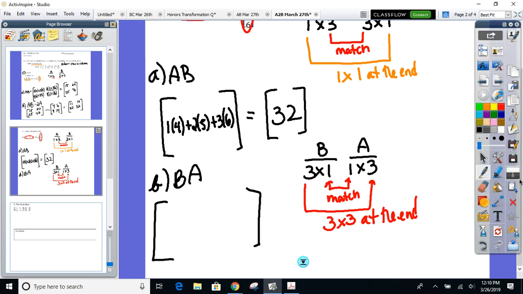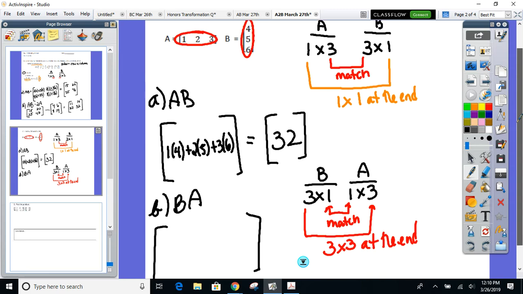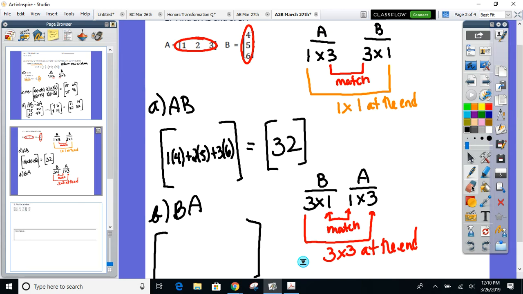Here we go. Row times column. But remember, you're going B, then A. B, then A. Ready? So in B, I take the first row and multiply it with the first column in A. So what's going to go in my first spot? 4 times 1. Nothing to add. 4 times 1. And then I end up going 4 times 2. Row 1, column 3, 4 times 3.